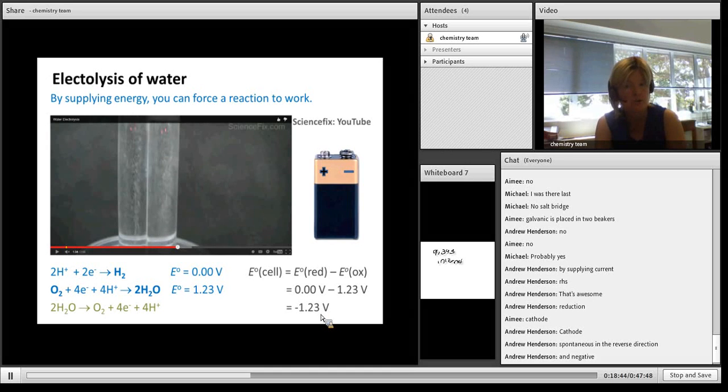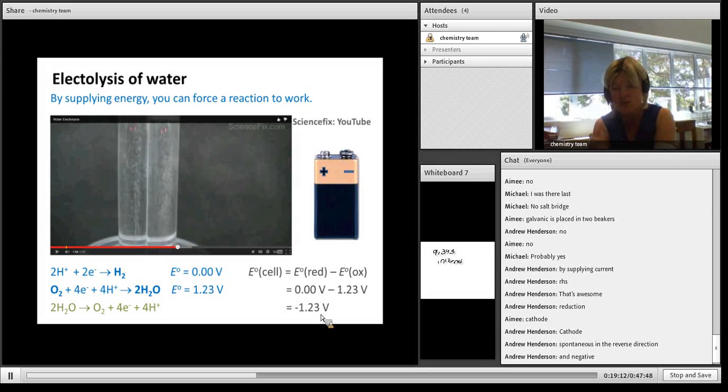Correct, Andrew, or what you've got there? It's non-spontaneous. So we need the electricity, we need that energy to drive it, to make it work. Otherwise it won't happen. And as Andrew said, it is spontaneous in the reverse. If I took hydrogen gas and oxygen gas, at the right ratio, and added a spark to it, you'd get a very big explosion. That's what they use for rocket fuel, actually.